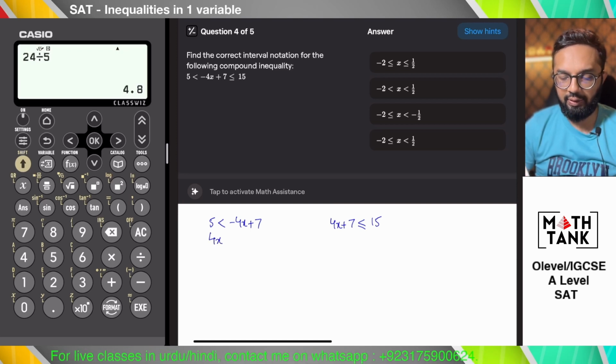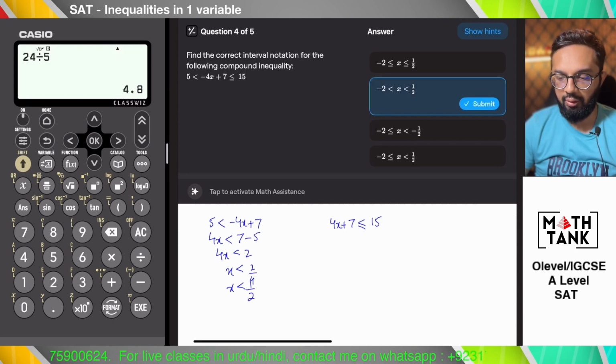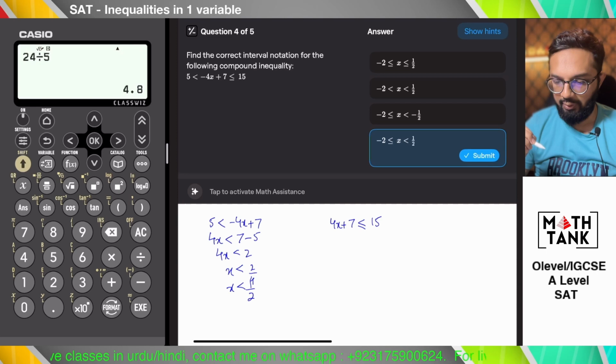I bring 4x to this side, and I say that this becomes 7 minus 5. So 2. So x is less than 2 over 4, which is half. So x is less than half. So the answer could either be B or D. Okay, it's just that the signs are different a little.